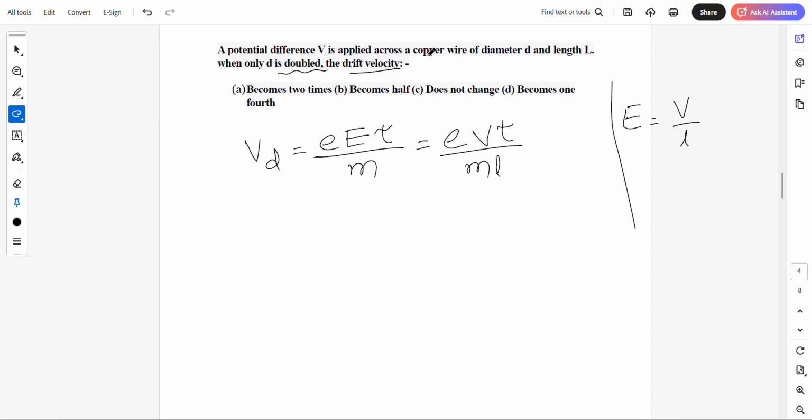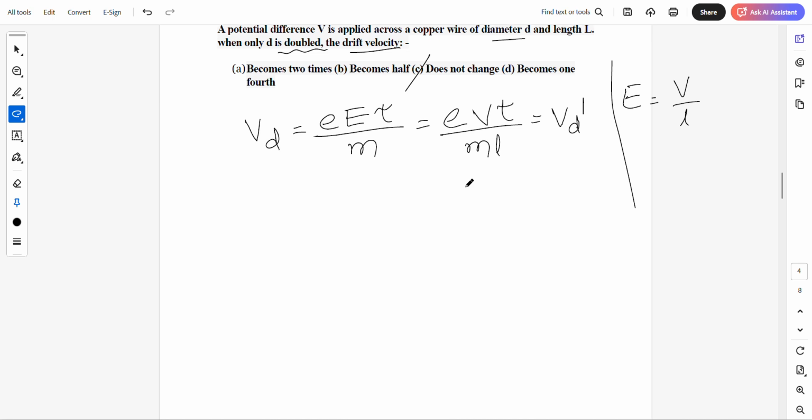A potential difference V is applied across a copper wire of diameter d and length L, where Vd is the drift velocity. What happens to the drift velocity? Nothing is going to change. V is the same as V dash, it does not change. This relation you have to remember: Vd is equal to E tau by m. Understood? Next problem.